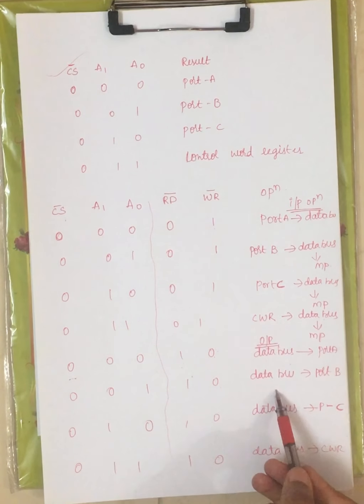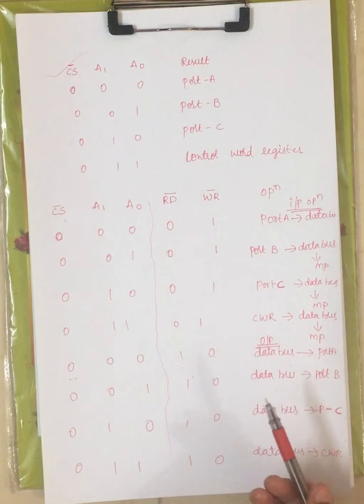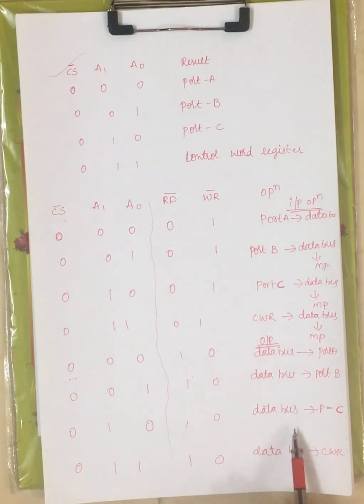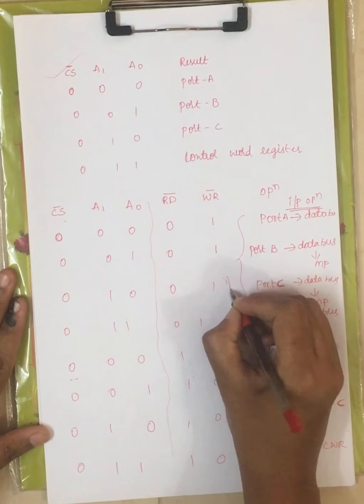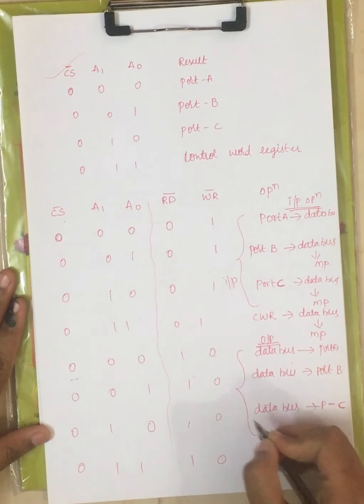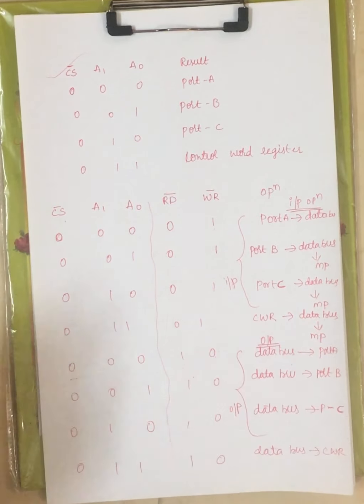For 001, writing the data to port B, nothing but an output operation. For 010, writing the data to port C. For 011, writing the data to the control word register, right? Reading the data is nothing but an input operation, writing the data is nothing but an output operation, right?